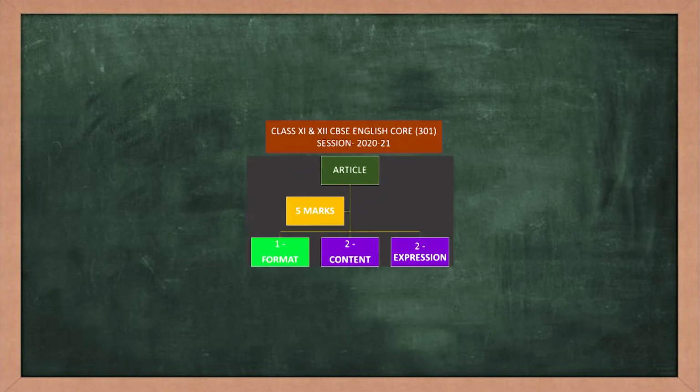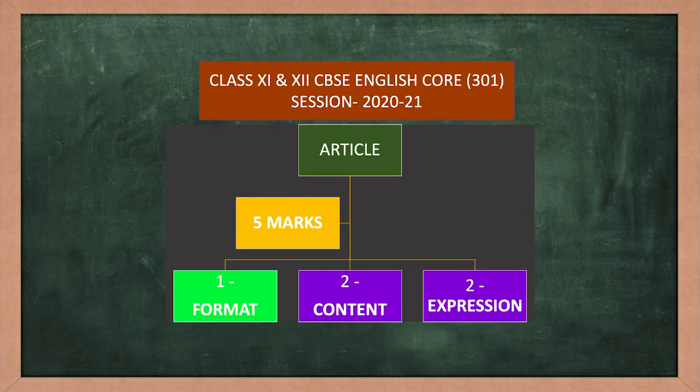But before I tell you all about it, let us look at the CBSE marks division for article writing this year. The marks are only 5. And those 5 marks are divided in 3 parts. 1 mark is for format, 2 marks are for content and 2 marks are for expression. Really? Only 5 marks? I heard that it used to be 10 marks. Yes, its weightage has been reduced, but that does not mean that it is any less important.